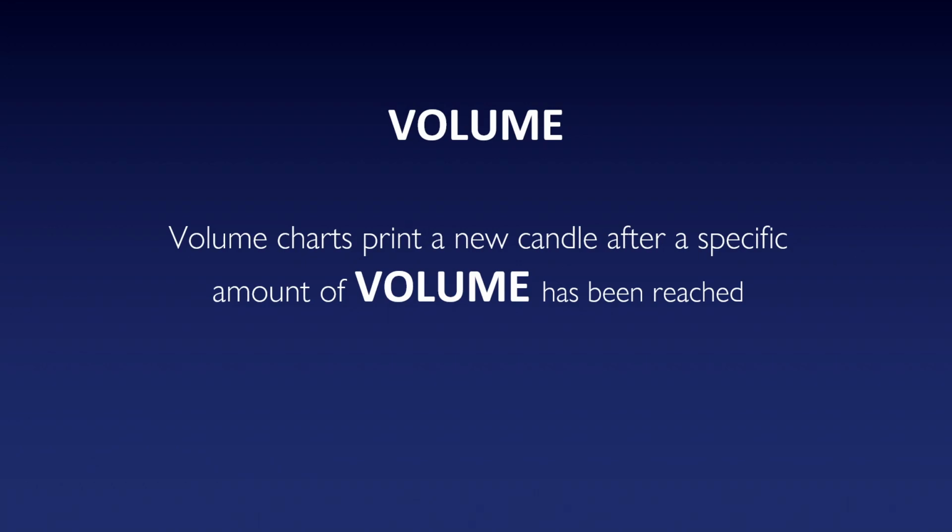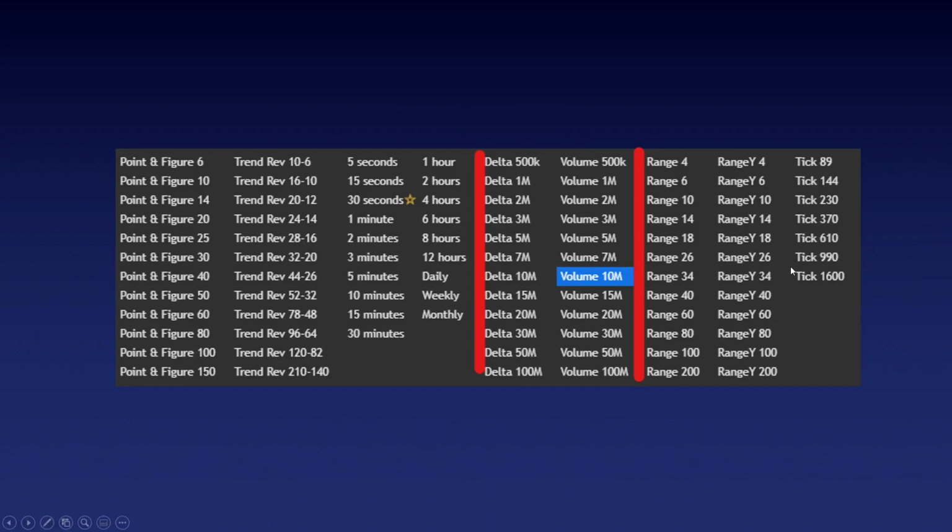Volume charts is basically a chart type that prints a new candle after a specific amount of volume has been reached. So if you can see here, for example, if you select the volume 10 million, then a new candle will be printed each time basically 10 million of volume has been transacted, and that is when a new candle will start. Once that candle reaches another 10 million worth of transactions, then a new candle will be printed. So this candle really is all about volume.